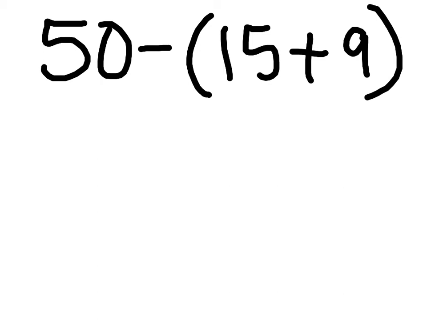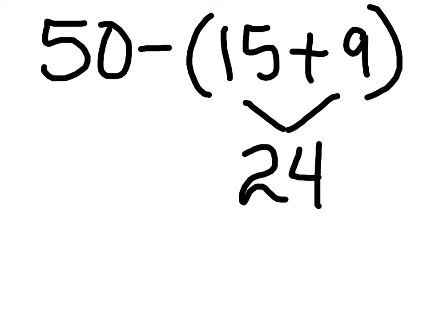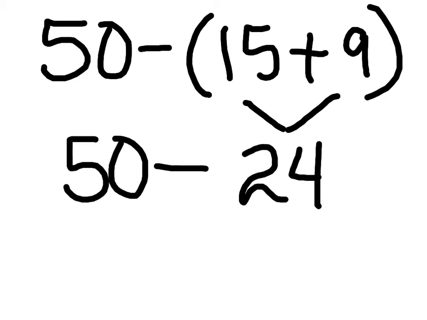What do you got in parens? 15 plus 9, that's 24. So then we would pull down the 50 and the minus, and then we'd have 50 minus 24. You want to do that on your calculator? Did you pause it? Yep, I'll pause it.